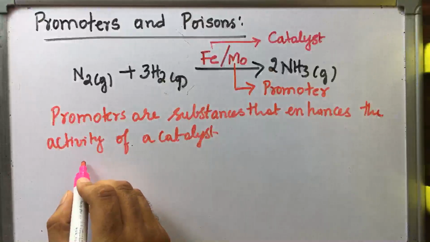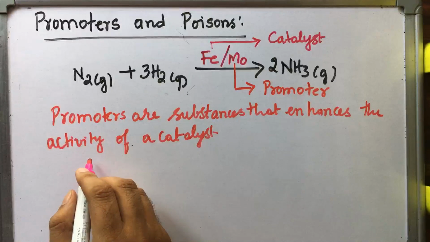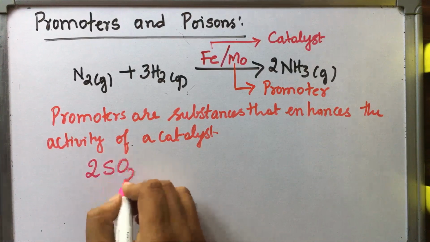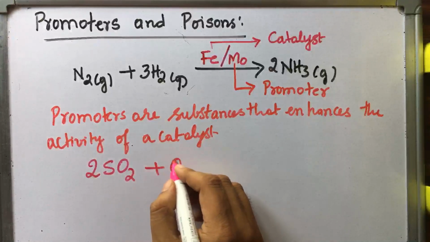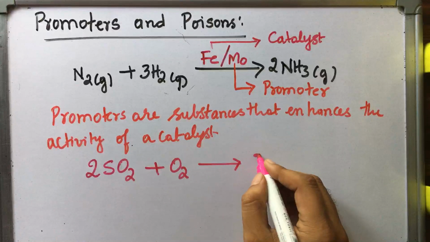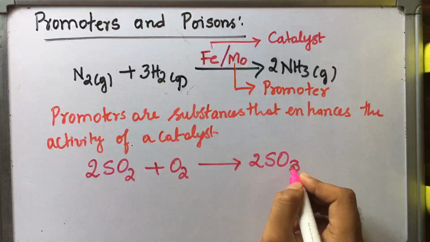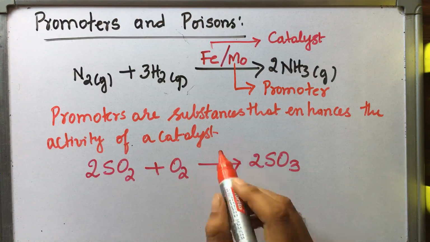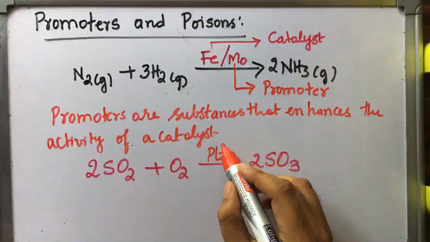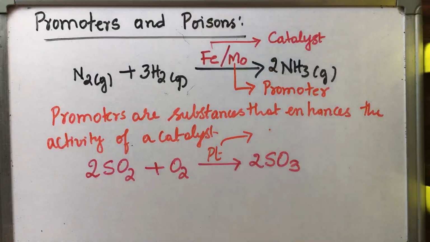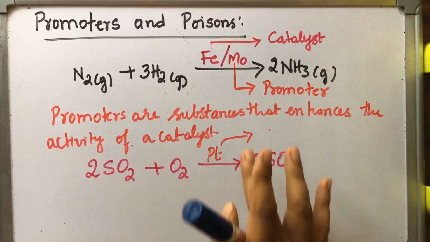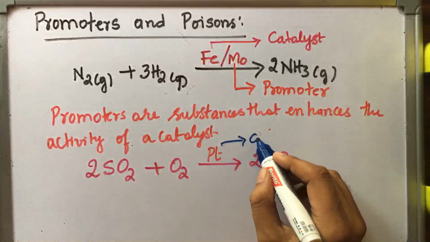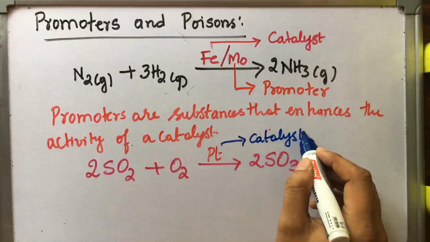Now, there are certain substances which decrease the activity of a catalyst. For example, 2SO2 is subjected to oxidation to form sulfur trioxide, 2SO3. The presence of a small amount of platinum catalyzes the reaction. This platinum acts as a catalyst.